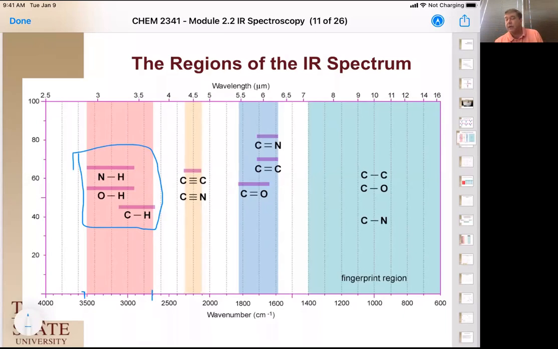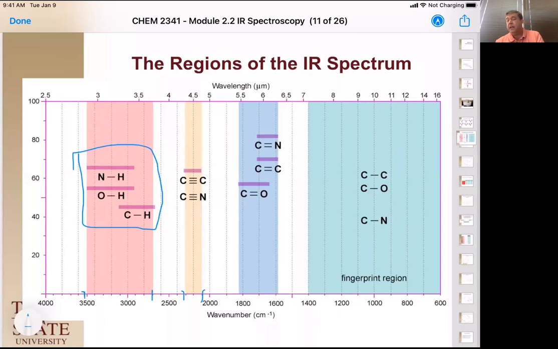So the next zone we look at is this 2100 to 2300. It's our triple bonds. That's the only thing that shows up in that range. And it has everything to do with that bond strength, giving it a higher frequency than a double bond and a higher frequency than a single bond.